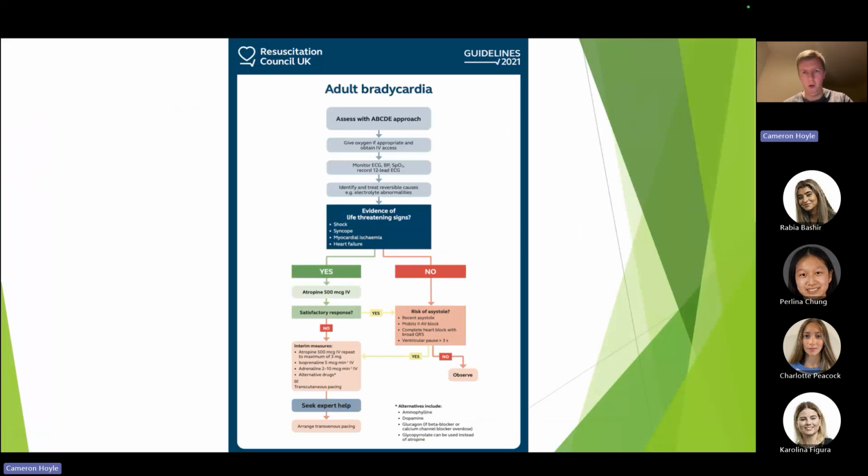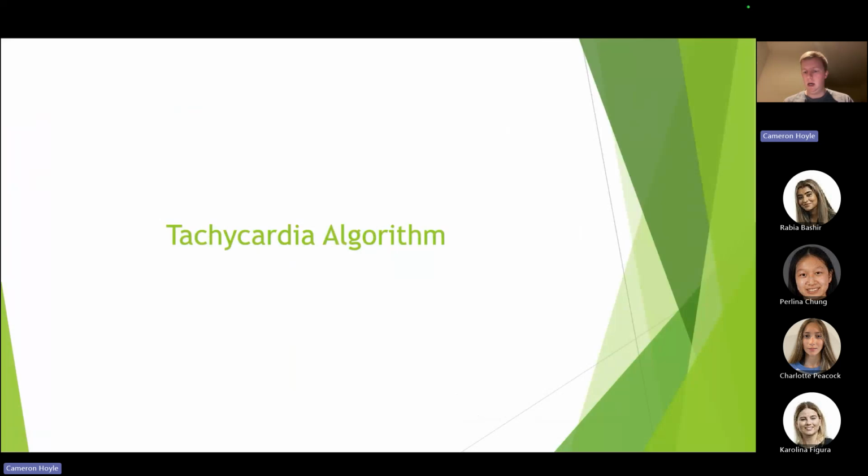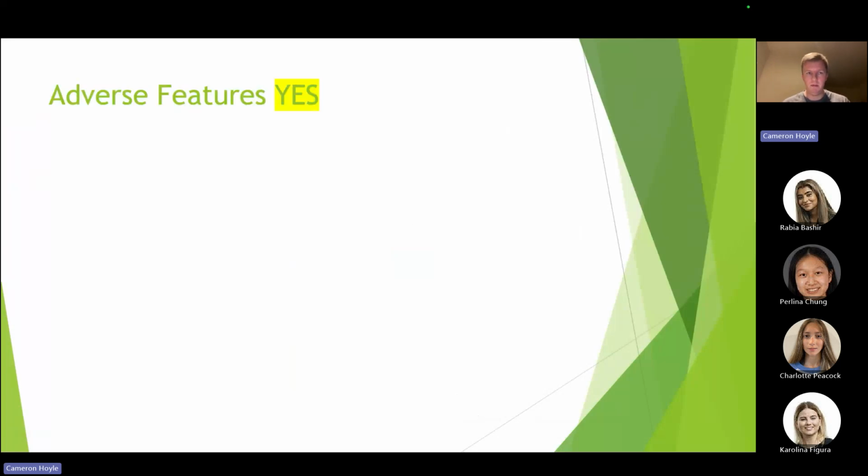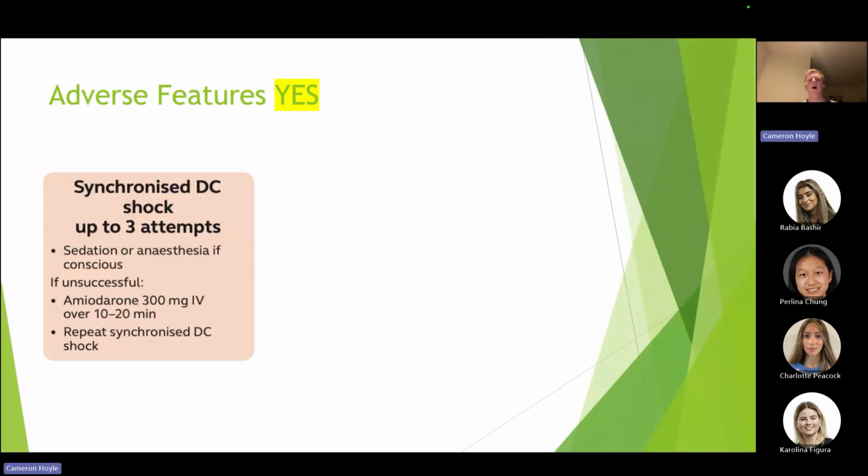So that's just a summary of the whole bradycardia algorithm from the Resuscitation Council. It's really important to remember for exams because it's easily examinable and you need to know it. Moving on to the tachycardia algorithm then. Again, it looks at these adverse features that we mentioned. If there are adverse features with a tachycardia, the algorithm suggests that we do a synchronized DC shock, which is different to defibrillation in cardiac arrest. And again, I'll show you a very quick video why.